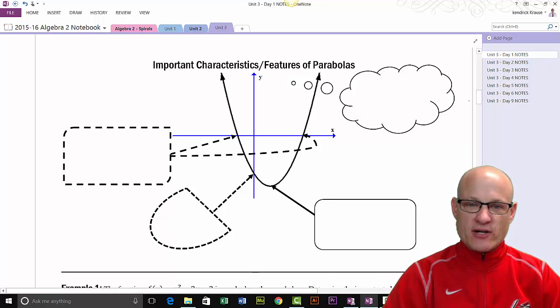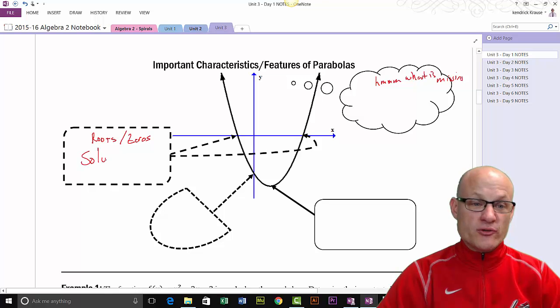All right, let's talk about all this stuff, and then we're going to talk about what's missing. What is missing? All right. So these are called the roots or the zeros.